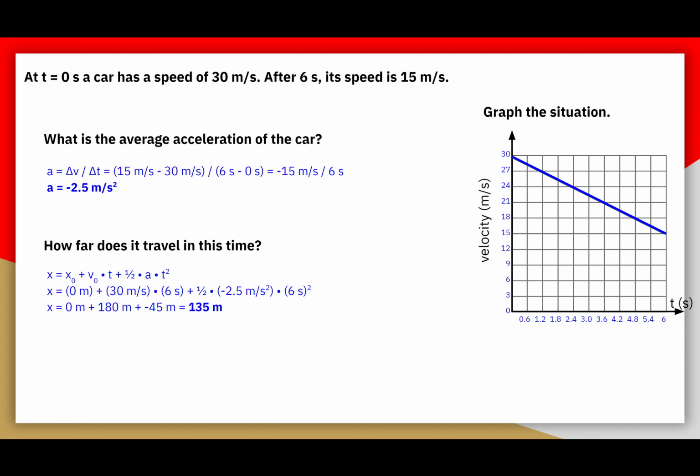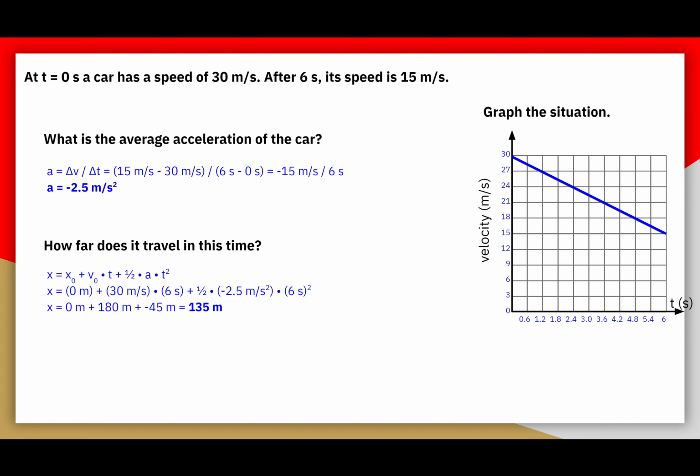Then I solved each of these terms. So when I did the 0 meters, plus 30 times 6, which is 180 meters, plus 1/2 times negative 2.5 times 6 squared, gives me negative 45. When I sum up all of those numbers, I end up saying that this car traveled 135 meters during those 6 seconds. This is one way to figure out how far it went, by using a kinematic equation.